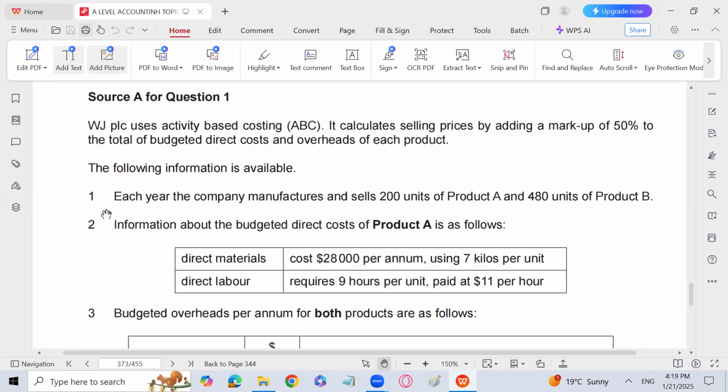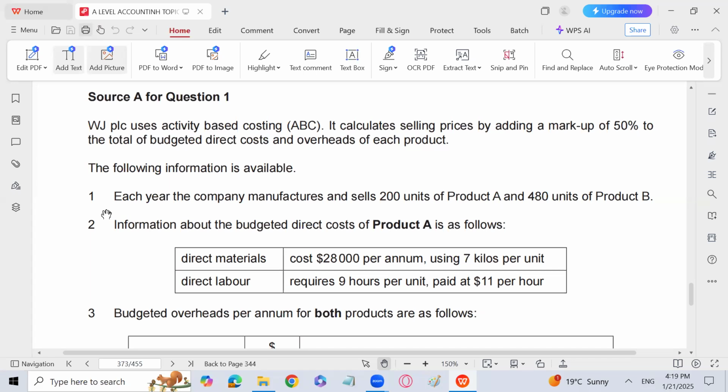WJ Public Limited Company uses activity-based costing, ABC. It calculates selling price by adding a markup of 50% to the total of budgeted direct cost and overheads of each product. So it is one and the same thing, which means that he is basically asking for the total cost, because direct cost plus overhead cost is the total cost, and the markup is 50%.